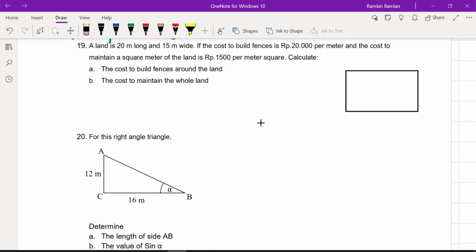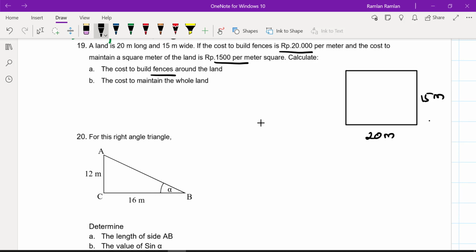So let's say the land is 20 meters long and 15 meters wide, approximately like this, for example. This is going to be 20 meters over here, and this is going to be 15 meters over here. So this is going to be a rectangle. And it said that the cost to build fences is this much per meter and the cost to maintain the square meter is this much. To answer the cost to build fences, remember that if we build fences, that will be around the shape, right?